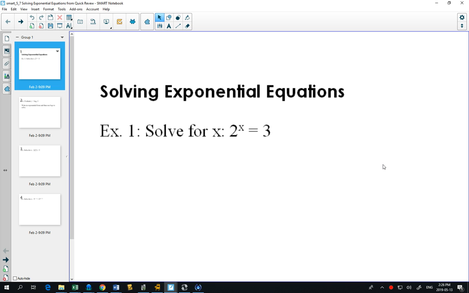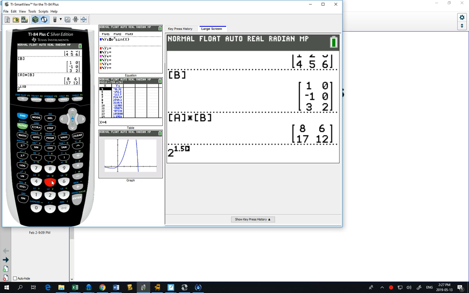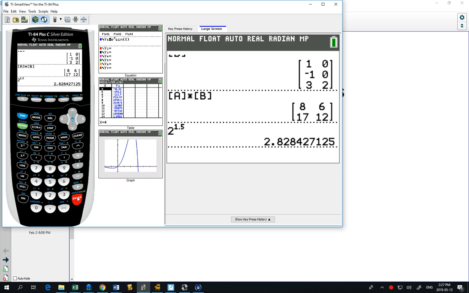3 is not on your powers chart for 2. You know 2 to the 1, and you know 2 squared. And 3 is somewhere in between them. So a guess might be, maybe it's 2 to the 1.5. But if you go to your calculator with that guess, is 2 to the 1.5 equal to 3 exactly? Not quite. It's 2.8. So you need a little bit more than 1.5.